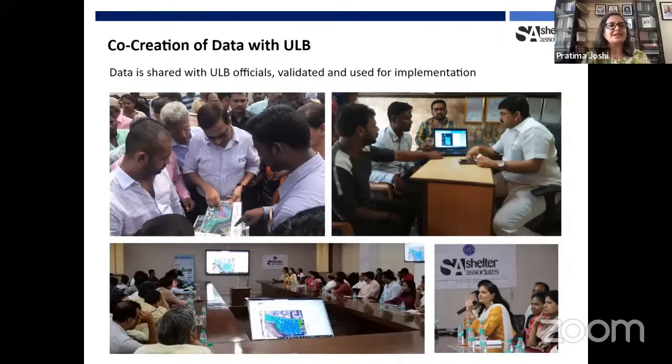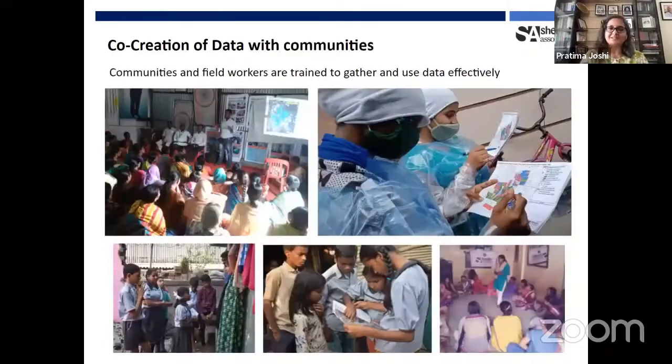And just like we take the government on board, we also take the communities on board. Because, as the next slide will show you, a lot of community people in the beginning are very apprehensive when you go in and say that we want to do data. Most of them feel threatened by it.